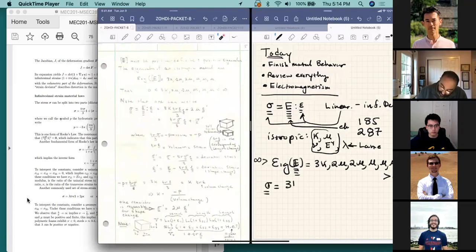We can write it as 3 kappa times the trace of epsilon divided by 3 multiplied times the identity plus 2 mu times epsilon prime. And the decomposition is, of course, useful. This is the volumetric part of the deformation or volumetric part of the stress, and this is the deviatoric part.